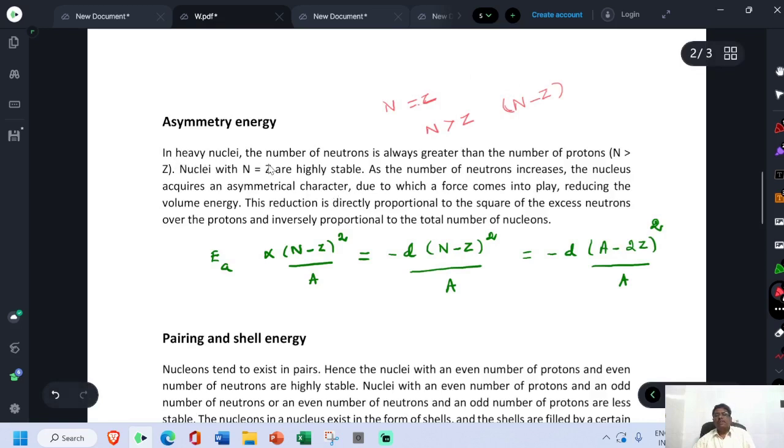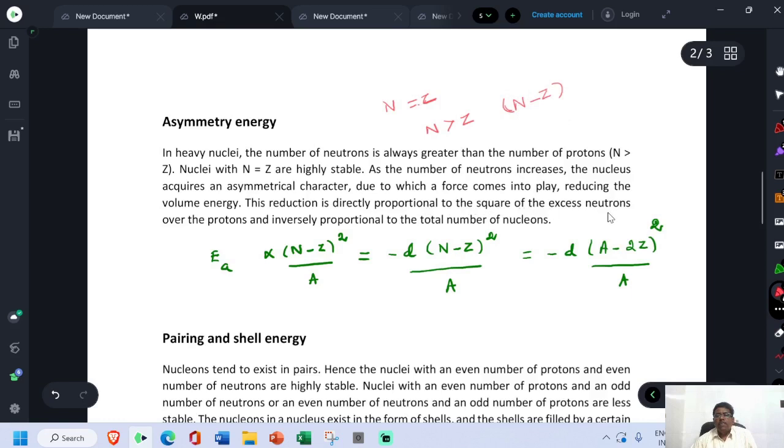In a heavy nucleus, the number of neutrons is always greater than the number of protons. Nuclei with N equal to Z are highly stable. As the number of neutrons increases, the nucleus acquires an asymmetric character, due to which a force comes into play, reducing the volume energy. That means the binding energy is reduced. This reduction is directly proportional to the square of the excess neutrons. Excess neutrons means if N is greater than Z, N minus Z will provide the excess neutrons.